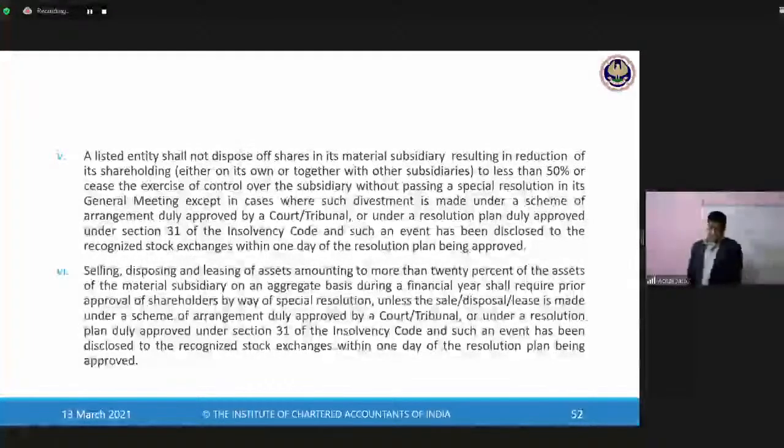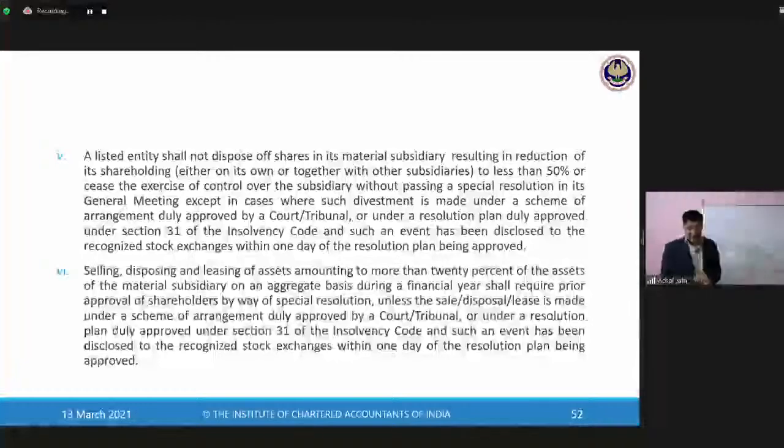A listed entity shall not dispose of shares in its material subsidiary, resulting in reduction of its shareholding to less than 50% or cease the exercise of control over the subsidiary without passing a special resolution in its general meeting, except in cases where such divestment is made under a scheme of arrangement duly approved by a court or tribunal, or under a resolution plan duly approved under section 31 of the Insolvency Code, and such an event has been disclosed to the recognized stock exchange within 1 day of the resolution plan being approved.